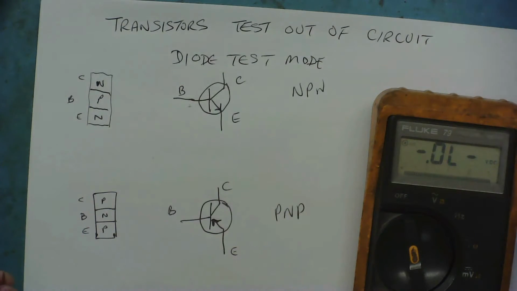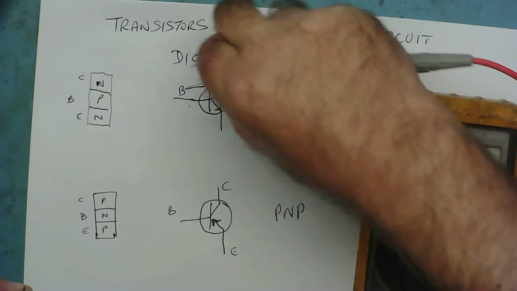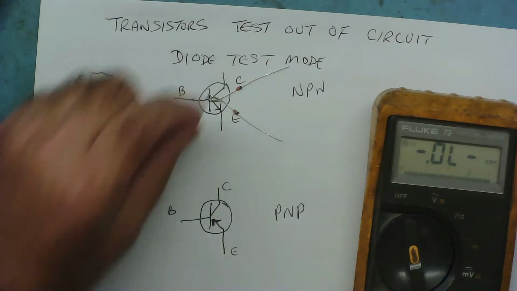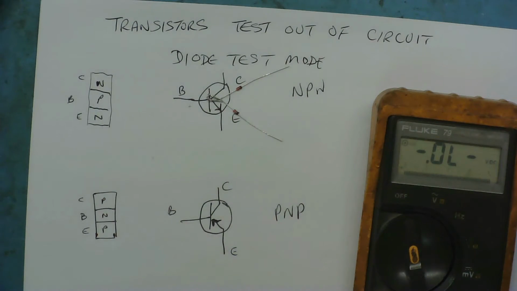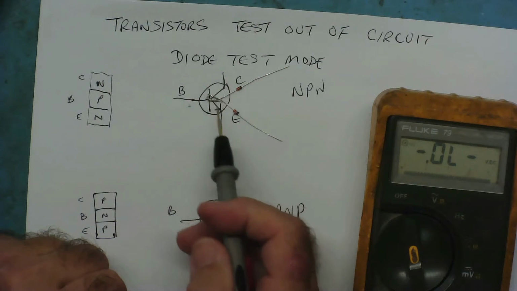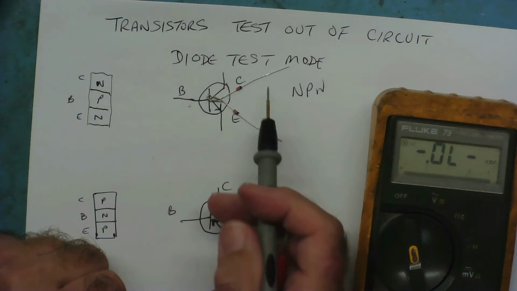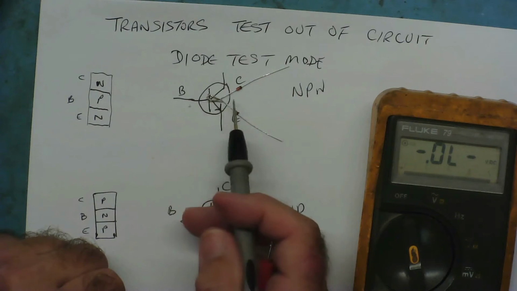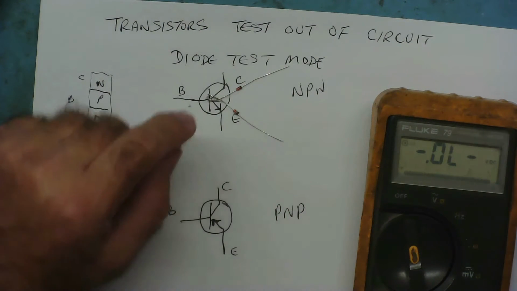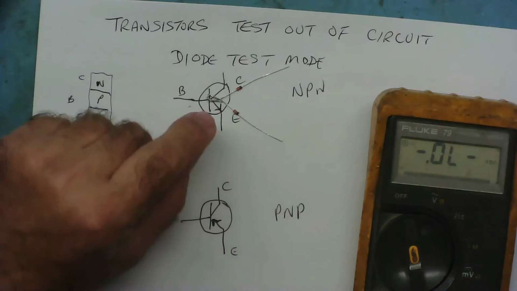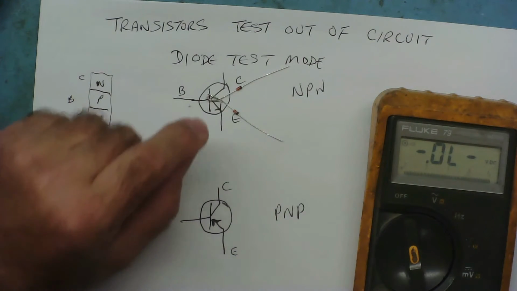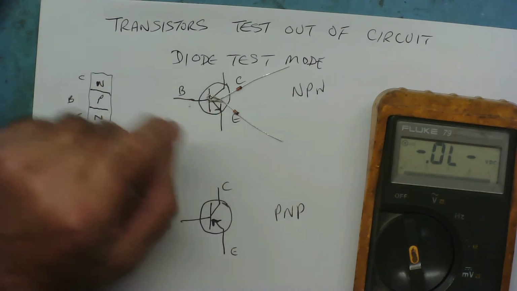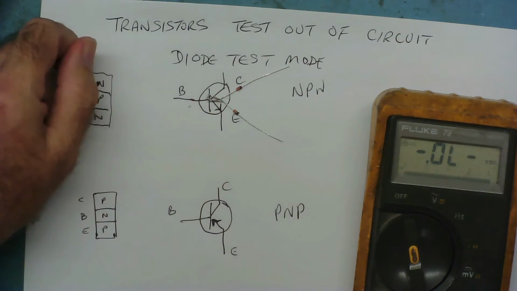So this NPN transistor to your multimeter looks like 2 diodes like this. Yeah? It looks like 2 diodes. The anodes are both connected together, and there's the cathode of each one, yeah? So the base is the junction of the 2 diodes. Although it looks like this on your multimeter, I must add you cannot make a transistor out of 2 diodes, okay? You can't make a transistor out of that. But this is what it looks like to your multimeter.